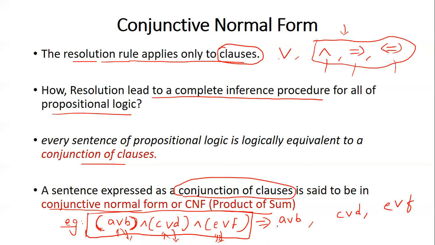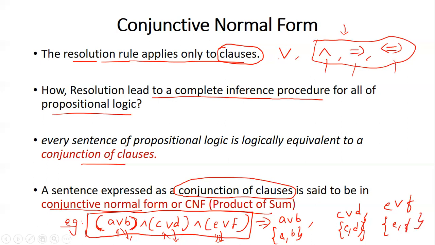Now from this, we can identify the clauses. The clause of this sentence is A comma B, that is the literals. The clause of this sentence is C comma D, that is the literals. And the clause of this sentence is E comma F.